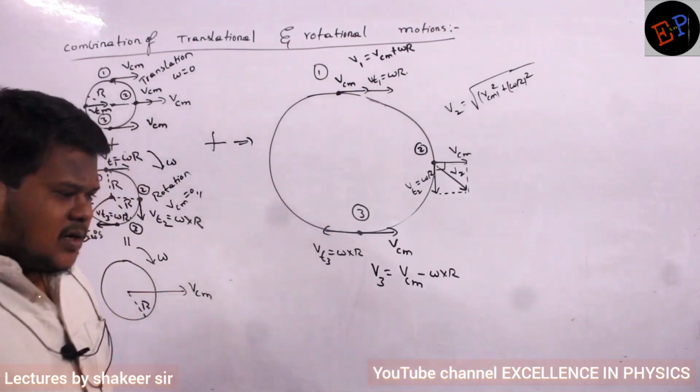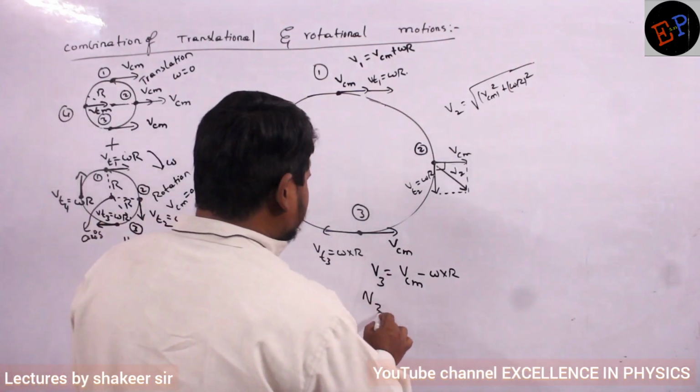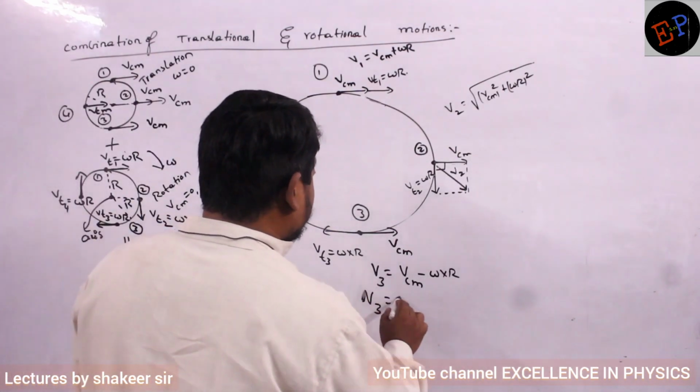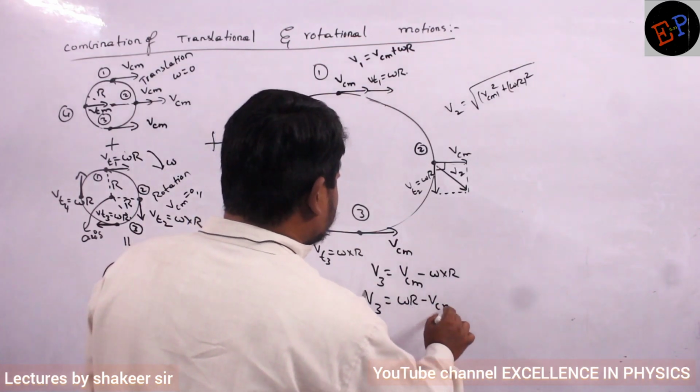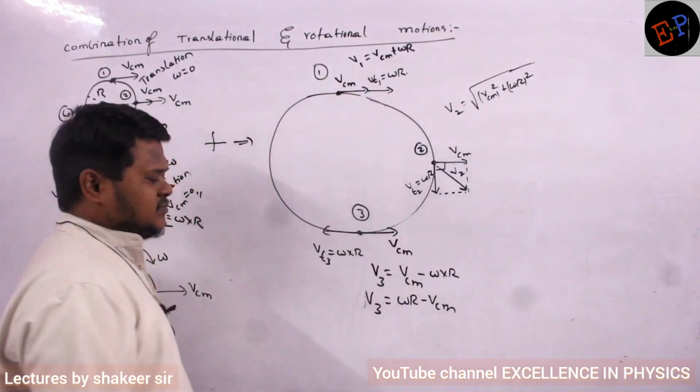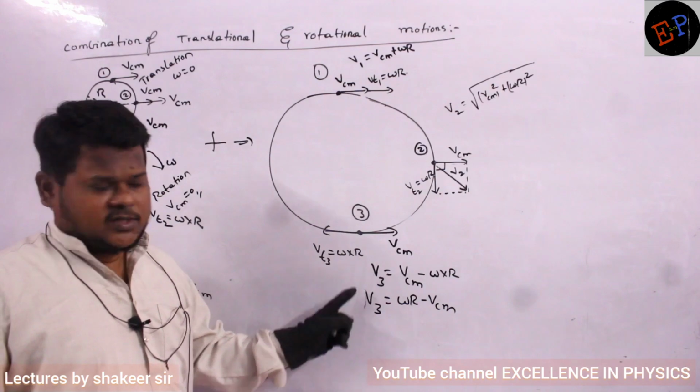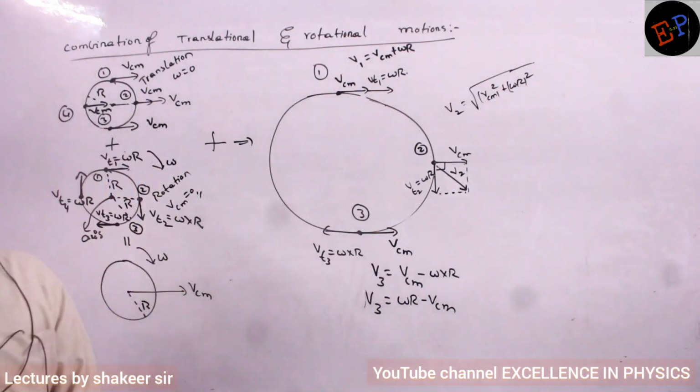Okay. Or also you can write V3 is equal to omega r minus velocity of center of mass. Like this also you can write. They are acting in opposite directions, no? Just you have to subtract. Are you able to understand?